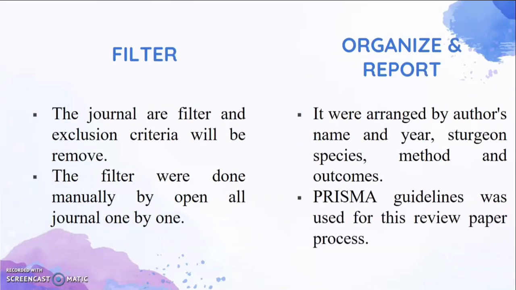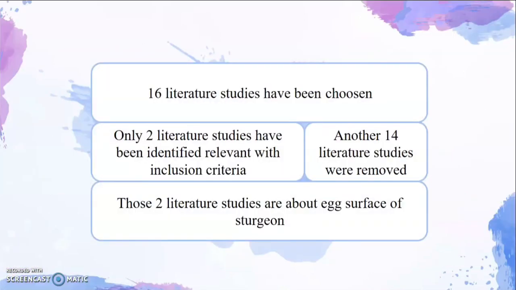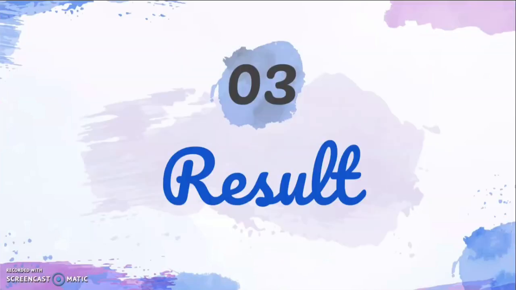Then I filter the journals and those meeting the exclusion criteria will be removed, and it is done manually by opening all the journals one by one. Then I arrange the journals by author's name and year, study species, method and outcomes, and I use the PRISMA guideline for this review paper process. 16 literature studies were chosen, but only 2 were identified as relevant with the inclusion criteria. The other 14 were removed, and those 2 literature studies are about egg surface on sturgeon.